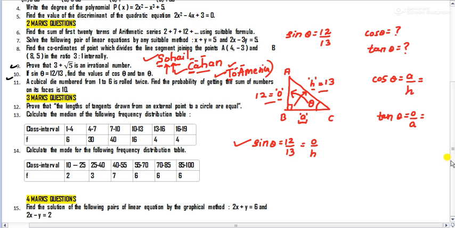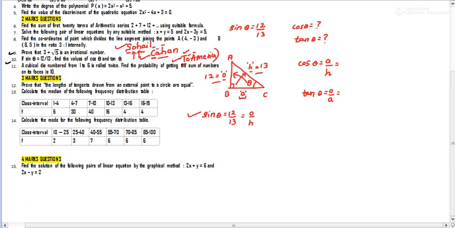Now in this figure, we have O, H, but we don't have A. So how are you going to get that A? For that we have the Pythagoras theorem. Got it? Pythagoras theorem you have to apply. This is very easy.